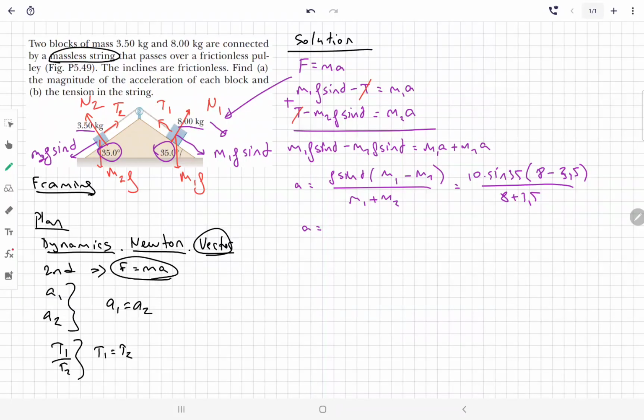So approximately the acceleration will be equal to, now let's use our calculator, 8 minus 3.5, 4.5 times 10 times sine 35, 25.8, divided by 8 plus 3.5, which is 11.5. So approximately we have 2.24 meters per second squared.